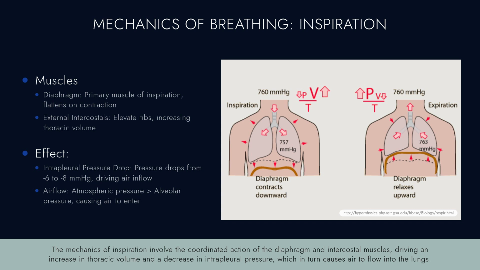This increases volume, dropping intrapleural pressure below atmospheric pressure, creating a gradient that draws air in, with atmospheric pressure being higher than alveolar pressure. In critical care, mechanical ventilators mimic this by delivering positive pressure to inflate the lungs, reversing the natural negative pressure mechanism. Understanding this helps adjust ventilator settings for optimal lung expansion.